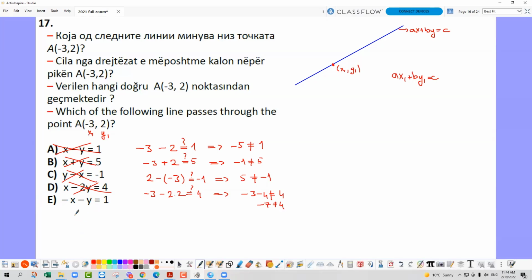Let's check it. For checking, I'm going to do this operation. Minus x means minus 3. Then minus 2, is it equal to 1? I'm solving this one here. This is plus 3 minus 2 is equal to 1. Yes, 1 is equal to 1. So we find the answer E. It means that the line is minus x minus y is equal to 1, and one point on the line is minus 3 and 2.